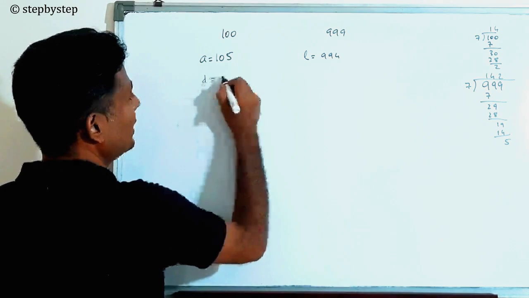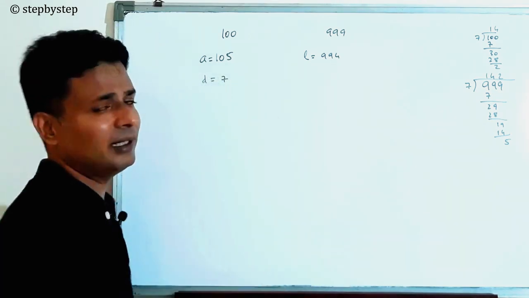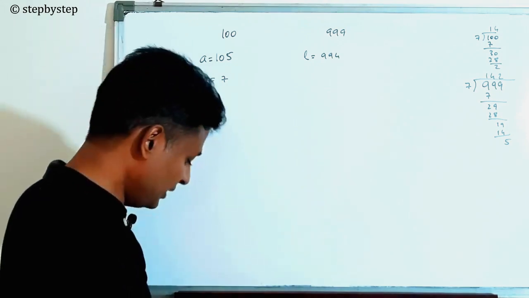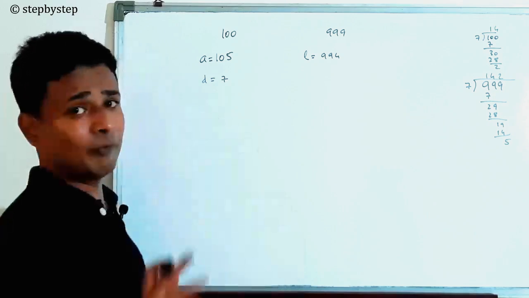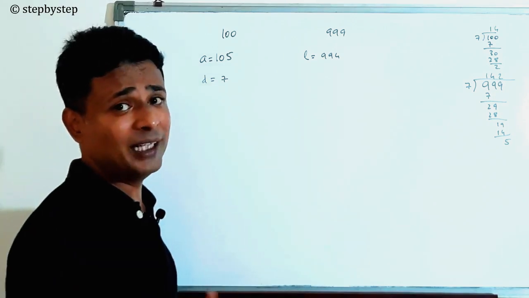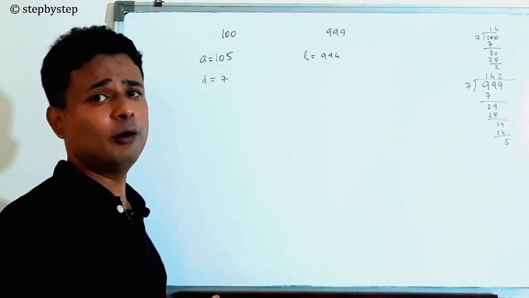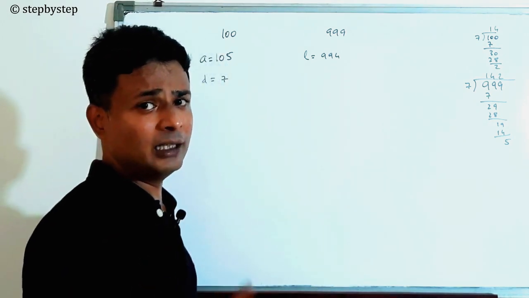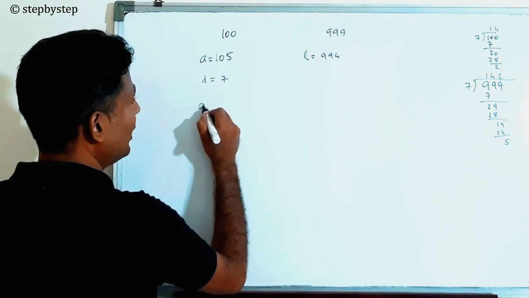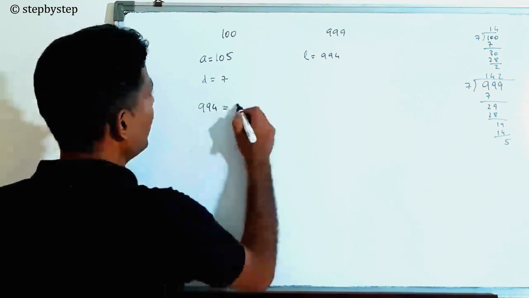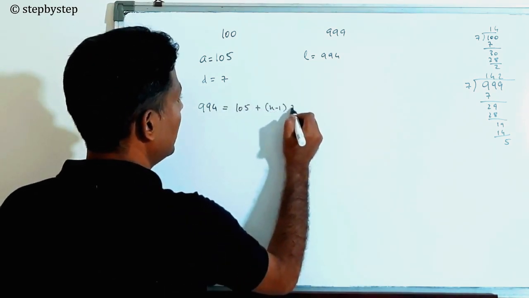What will be d? Since all these are multiples of 7, each number will increase by 7, which means d is 7. We just need to find their sum. To find the sum, we need to know the value of n. How many terms are there? We know the last term, so we can use that to find n. The nth term gives us the total number of terms. So a_n is 994, equal to a plus (n minus 1) into d, that is 7.